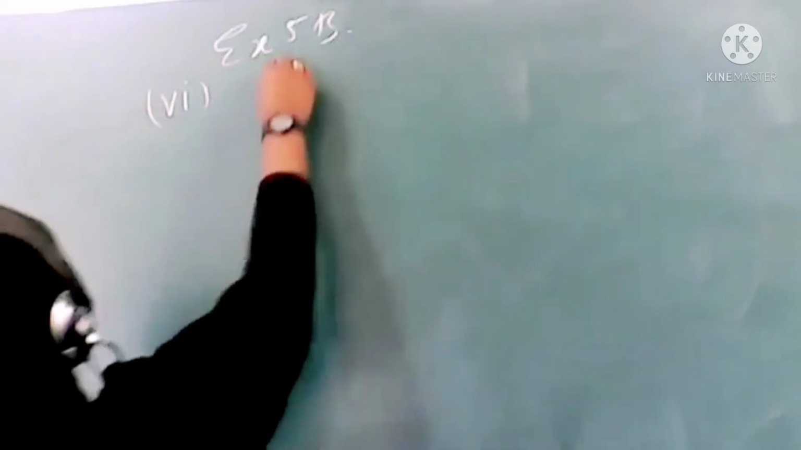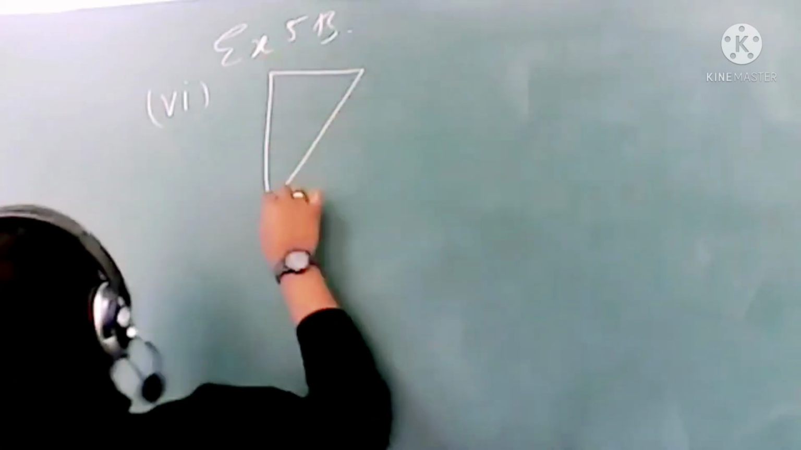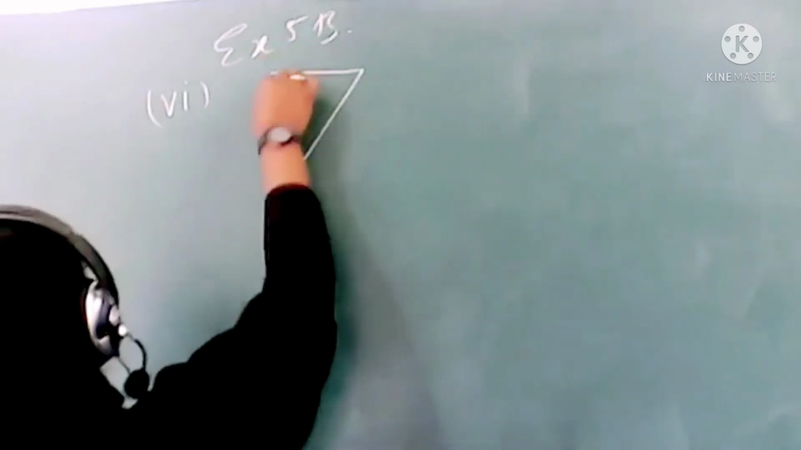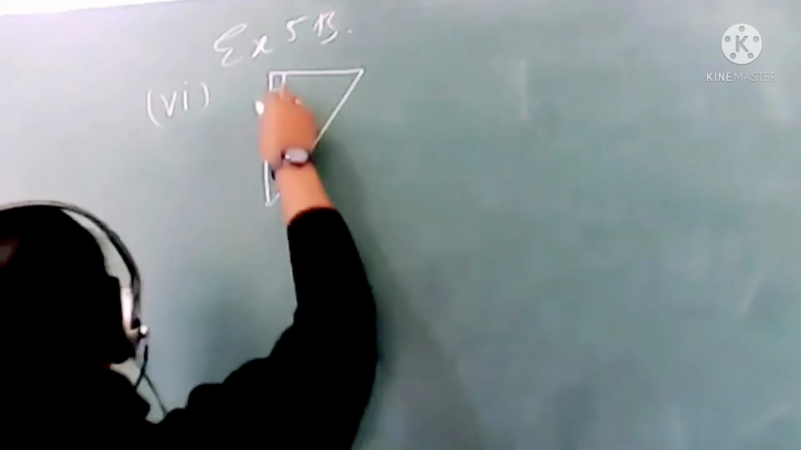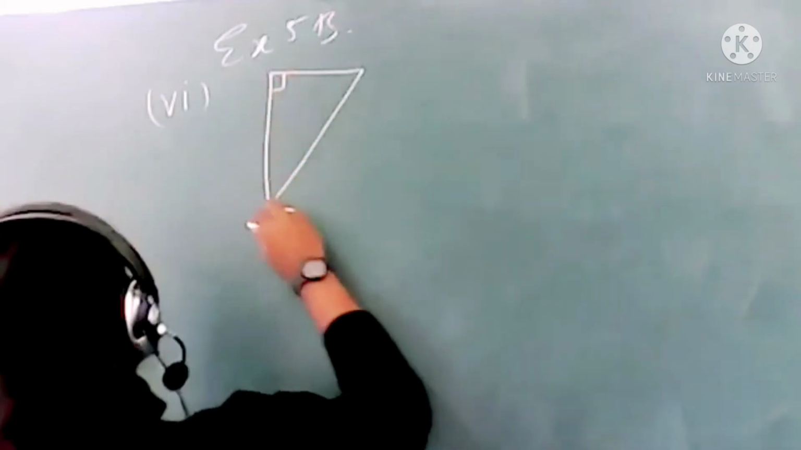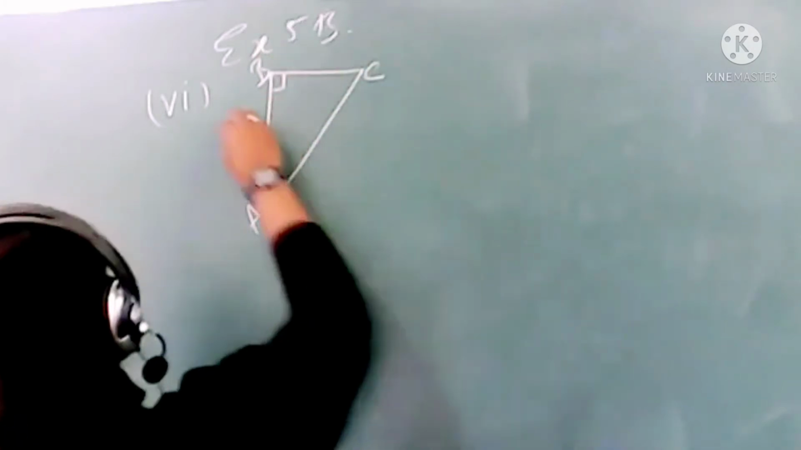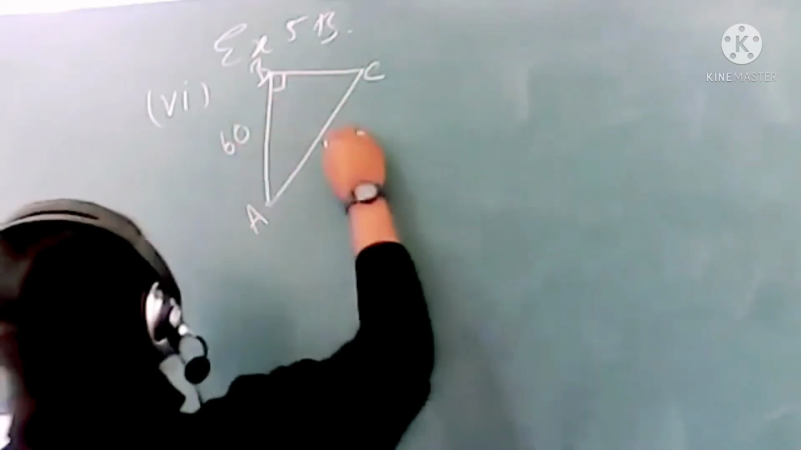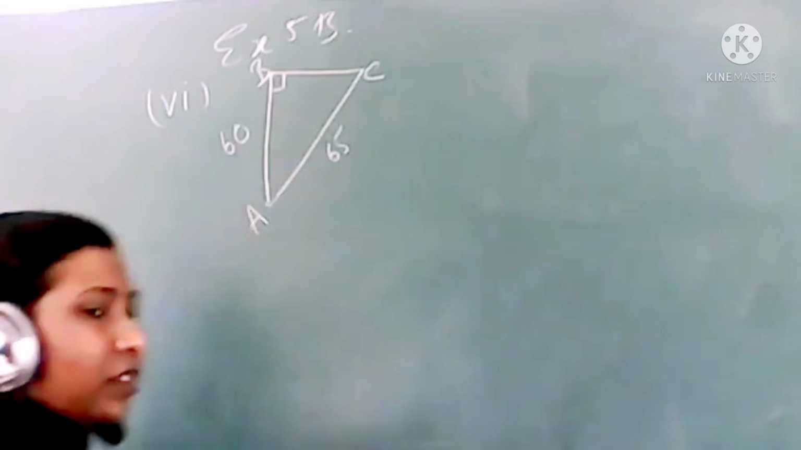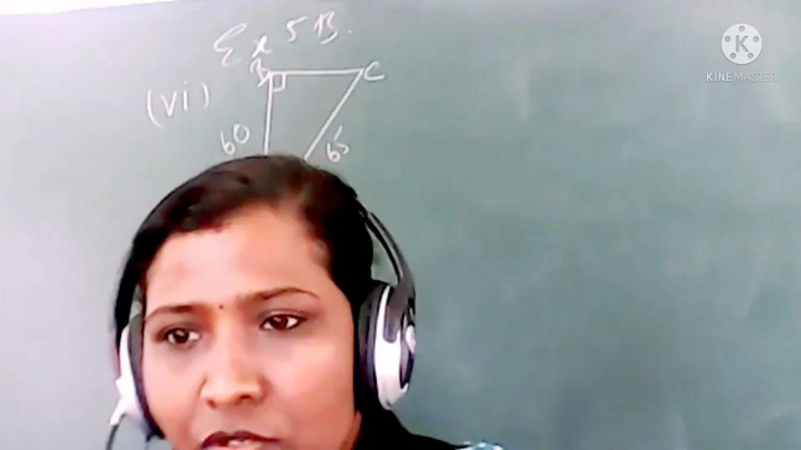Now you can see again the figure. It is like this. And we have the 90 degree here. Okay. And we are going to write here A, B and C. Here 60. Here 65. So who can help me out? So yes, Vaibhav.